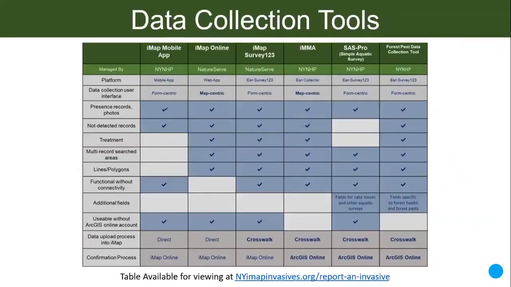Here's a full table showing all of our data collection tools and their capabilities. Again, we will mostly be focusing on iMap Online and Survey123, and you can find this table at nymapinvasives.org/report-an-invasive. I will, however, do a brief run-through of recording invasive species on the mobile app.